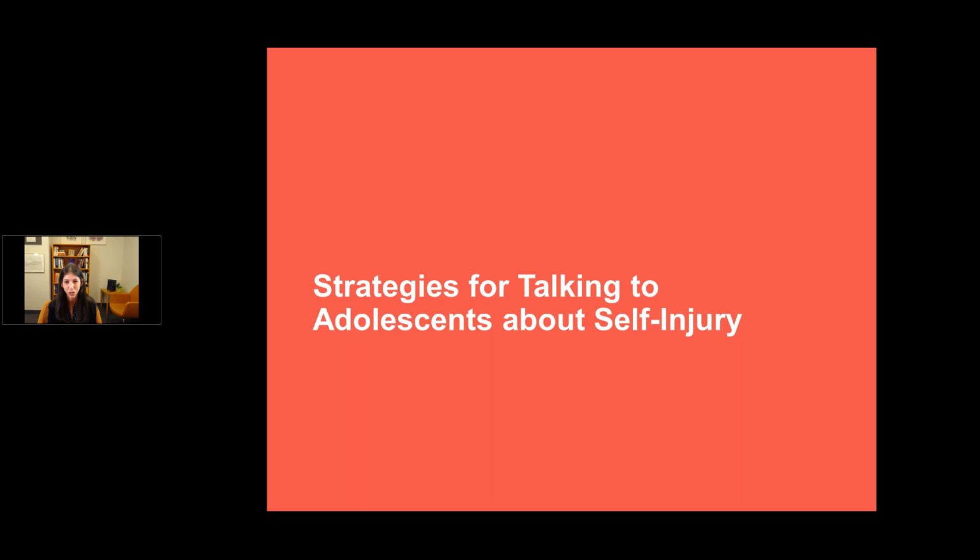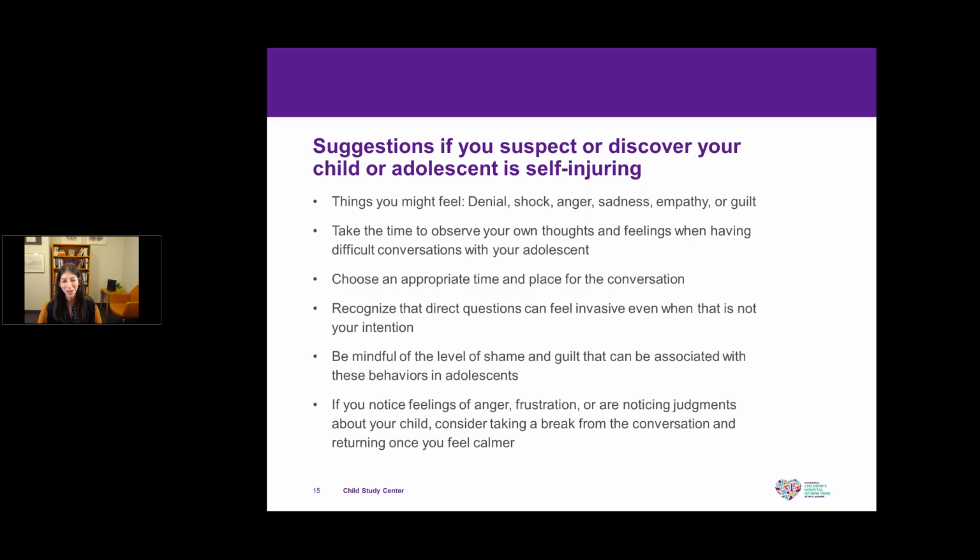Now I'm going to speak about some strategies for talking about self-injury with adolescents. So some suggestions if you suspect or discover your child or adolescent is self-injuring. First, I want to say that I think there's few things more terrifying than finding out that your teen is hurting themselves intentionally. And so that can lead to a lot of feelings as a parent: denial, shock, anger, sadness, empathy, guilt. And so it's really important to take that time to observe your own thoughts and feelings about this when having difficult conversations with your teen. So really taking a moment to understand what's going on with me before taking that next step.